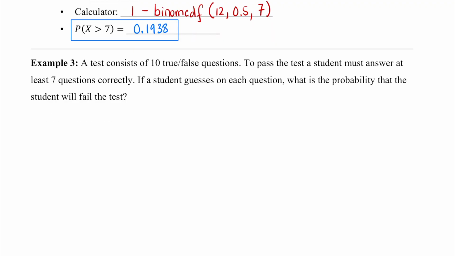Now, let's look at example 3. A test consists of 10 true-false questions. To pass the test, a student must answer at least 7 questions correctly. If a student guesses on each question, what is the probability that the student will fail the test? Let's identify the values. There are 10 questions, so n equals 10. Because the question is true or false, the probability of getting a question correct by guessing is 50%. So p equals 0.5.